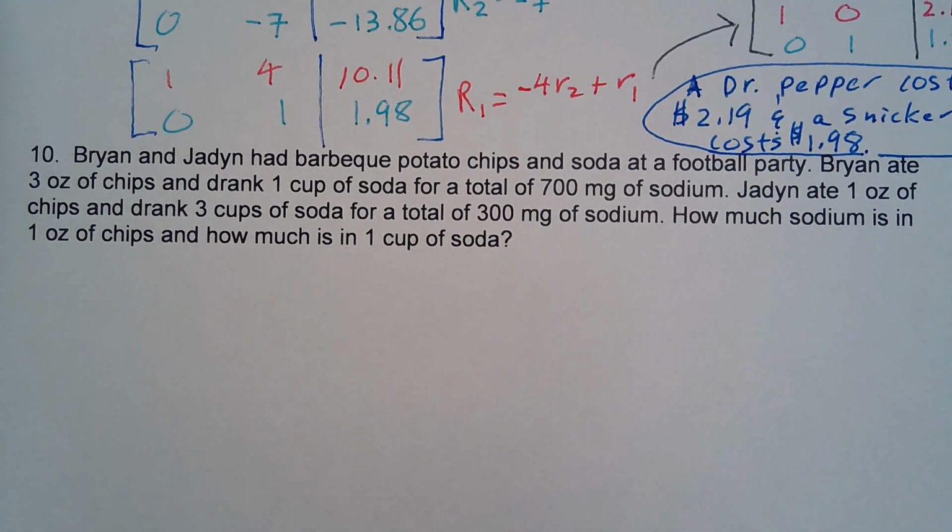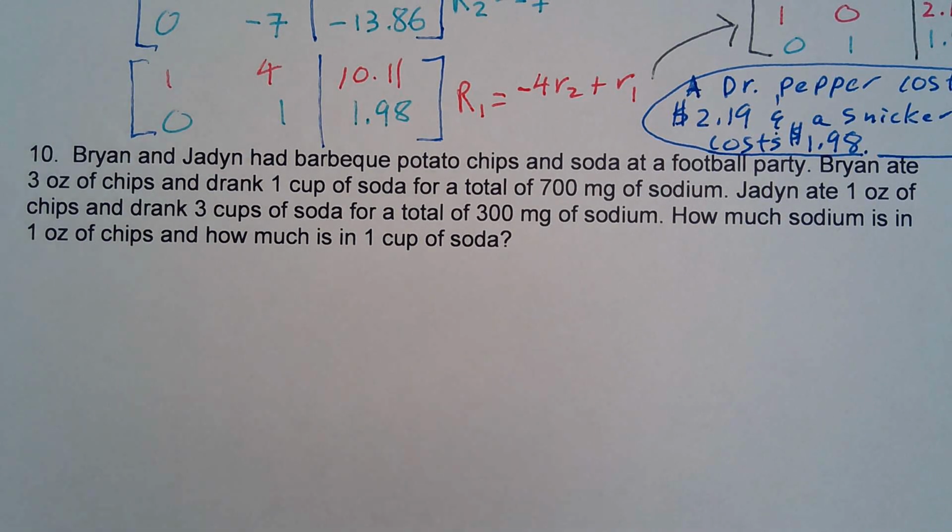Brian and Jaden had barbecue chips and a soda at a football party. Brian ate 3 ounces of chips and drank 1 cup of soda for a total of 700 milligrams of sodium. Jaden ate 1 ounce of chips and drank 3 cups of soda for a total of 300 milligrams of sodium. How much sodium is in 1 ounce of chips and how much is in 1 cup of soda?